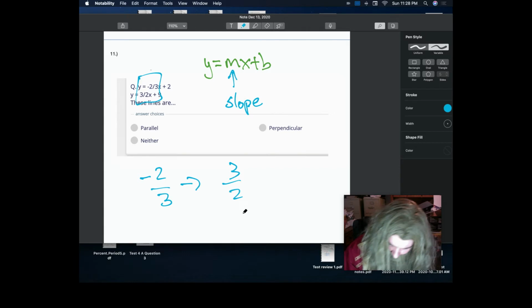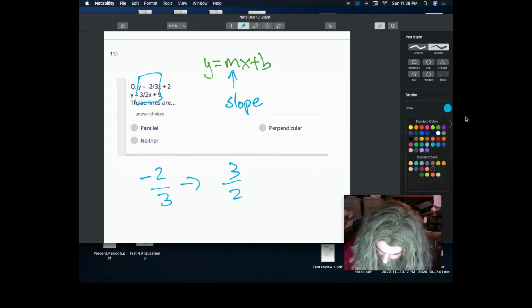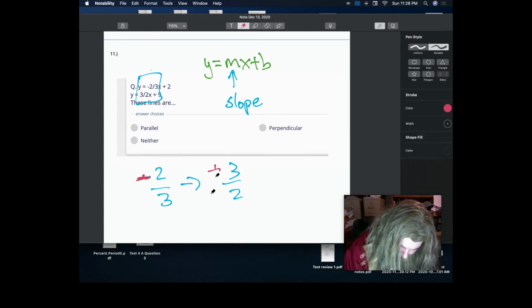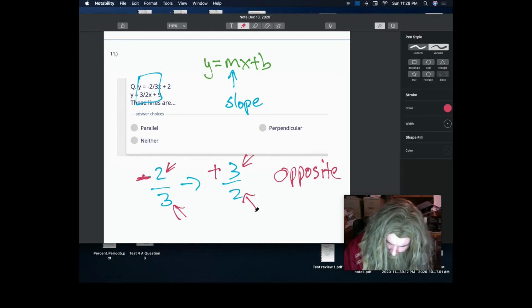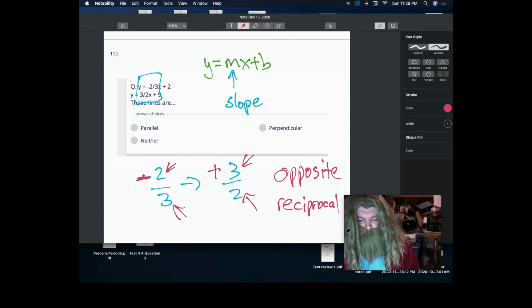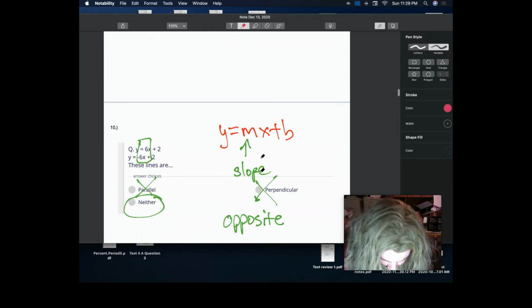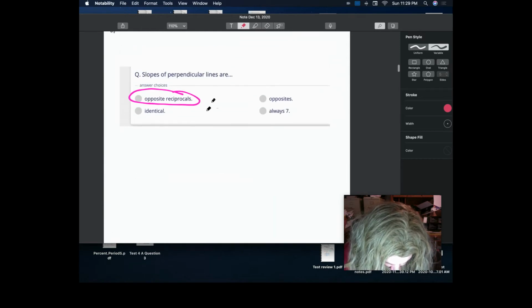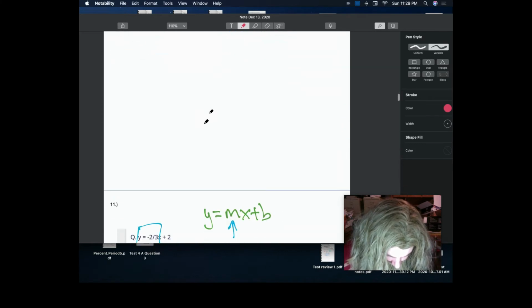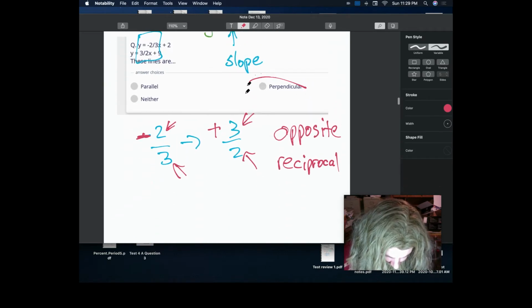What do we know of the signs? Well, clearly the signs are different, which means they are opposite. Different means opposite. And if I switch numerator and denominator, well, we have a word for that. It is reciprocal. And they have opposite reciprocal. And as we learned earlier, opposite reciprocal means that the lines must be perpendicular. And thus, the answer is perpendicular.